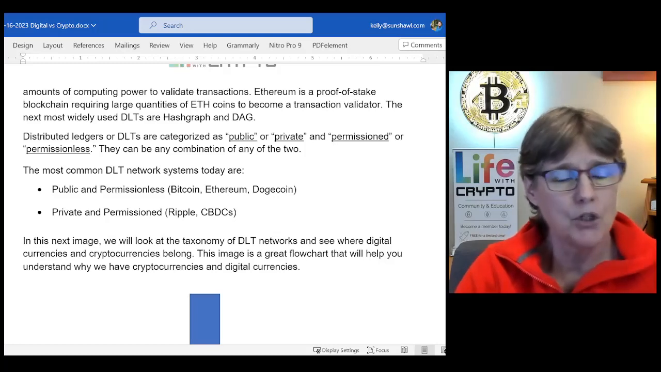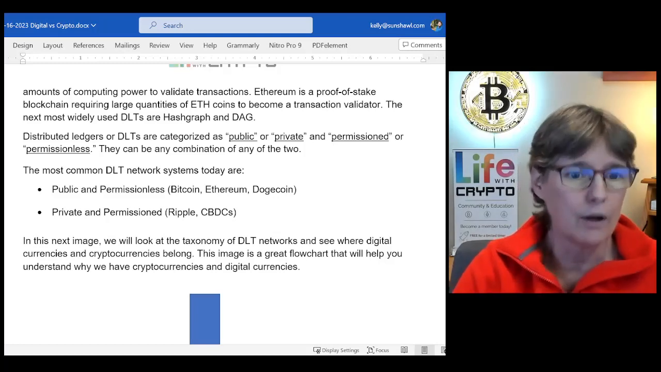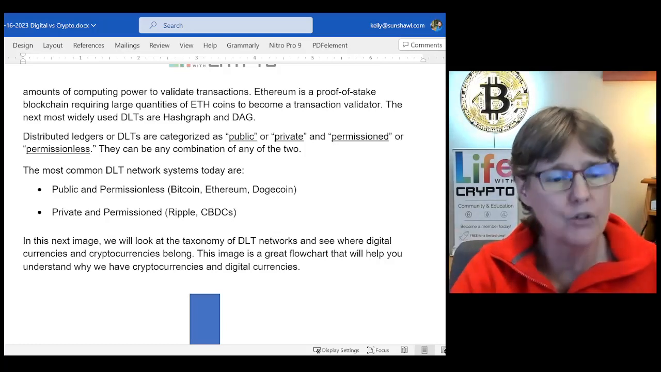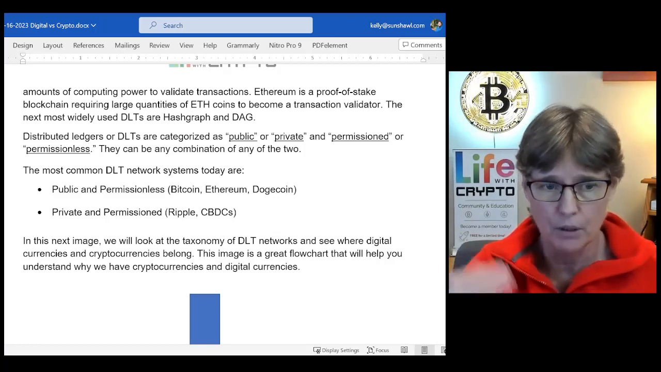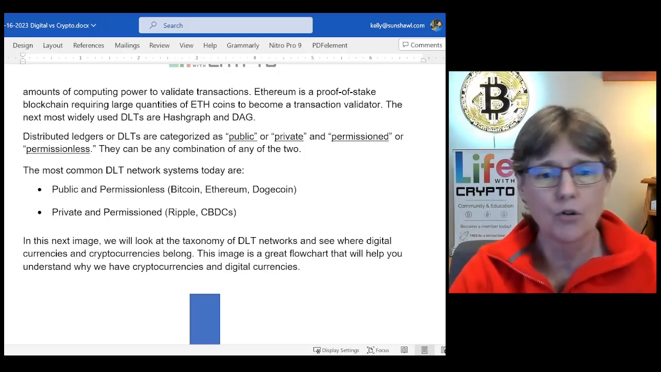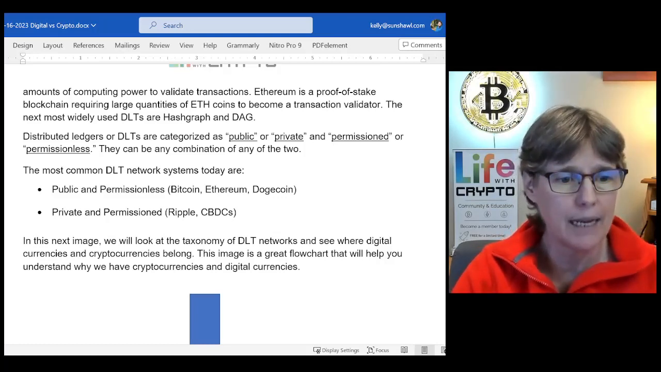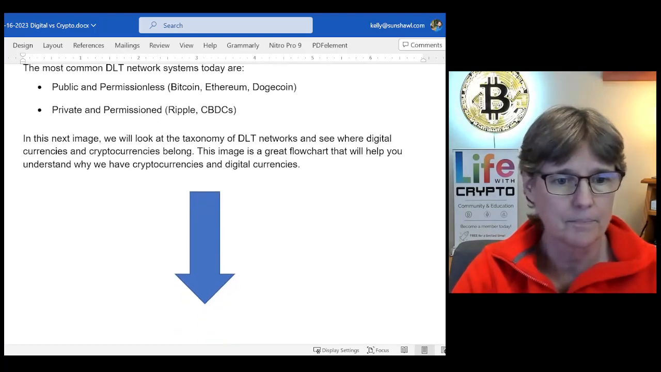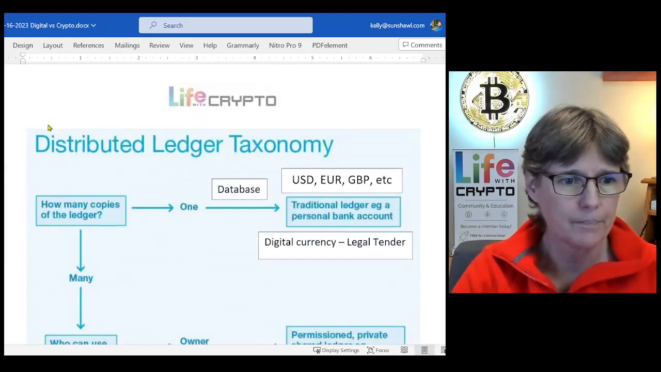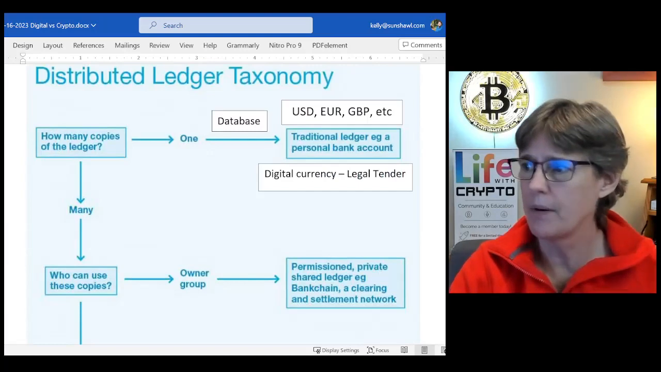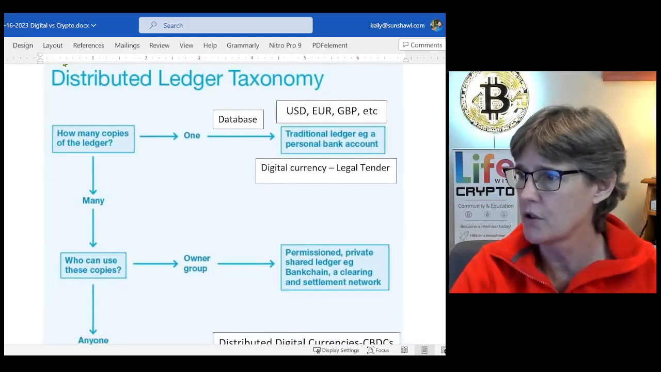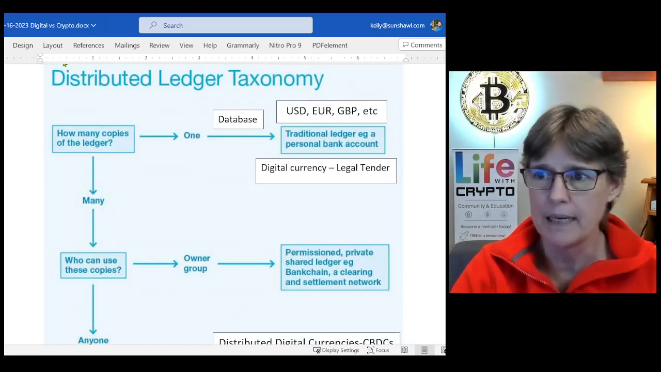In the next image, we will look at the taxonomy of DLT networks and see where digital currencies and cryptocurrencies belong. This image is a great flowchart that will help you understand why we have cryptocurrencies and digital currencies. I don't know if I'm going to be able to get the entire image on the screen all at once, so we'll just go through it as we need to.